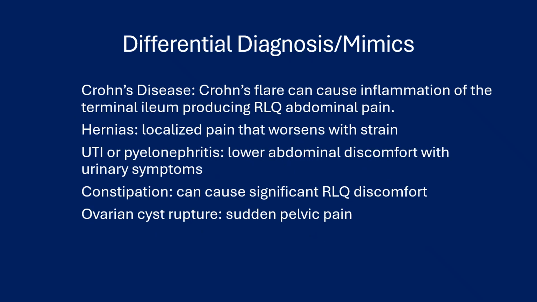Differential diagnosis: mimics. Crohn's disease. A Crohn's flare can cause inflammation of the terminal ileum, producing right lower quadrant pain. Generally, of course, these patients will usually give you the history of Crohn's, which kind of narrows that down. Hernias, localized pain that worsens with strain. UTI or pyelonephritis, lower abdominal discomfort with urinary symptoms. Constipation can cause significant right lower quadrant discomfort. And of course, ovarian cyst rupture can cause sudden pelvic pain. See a lot of that.